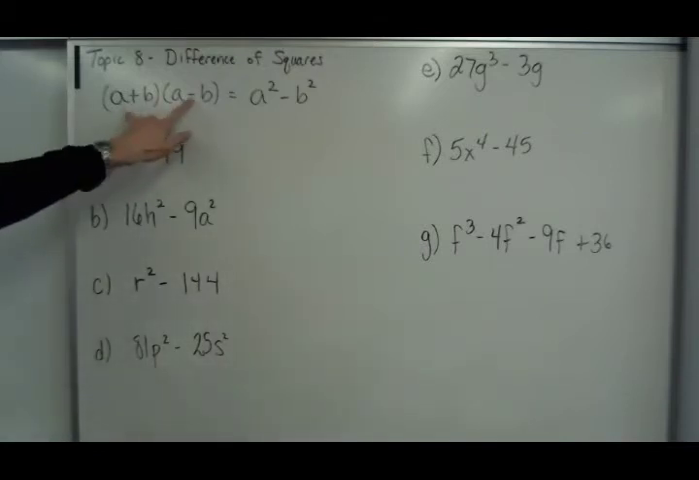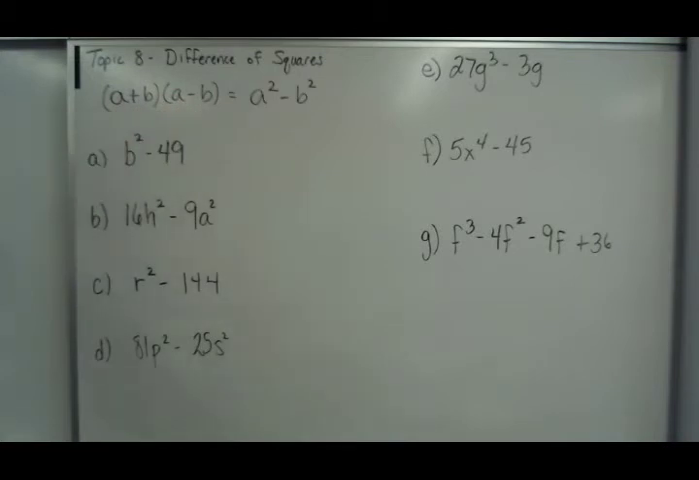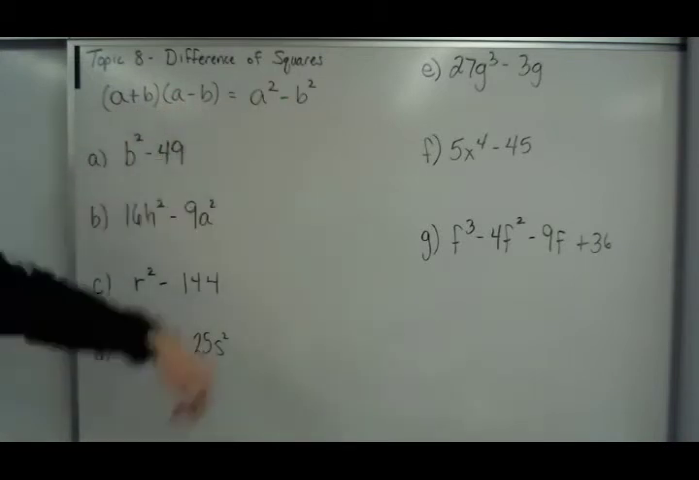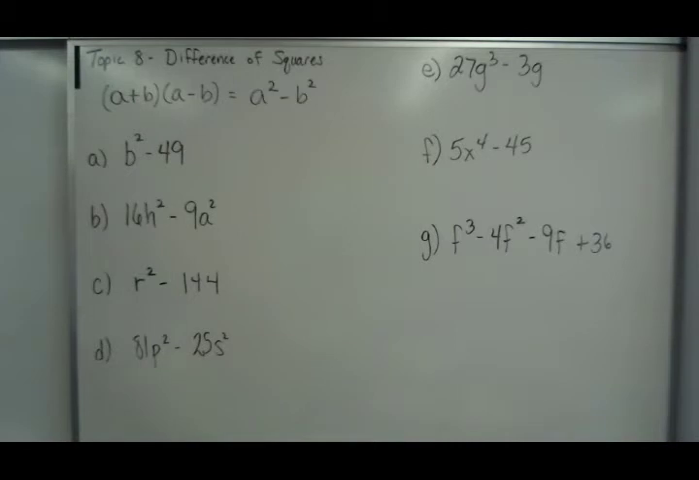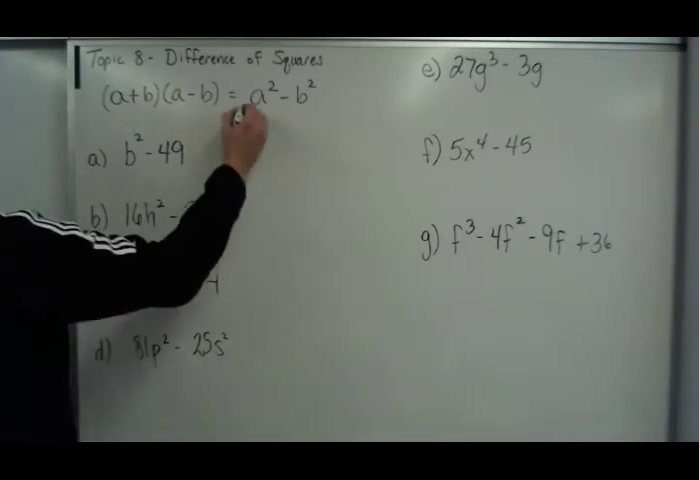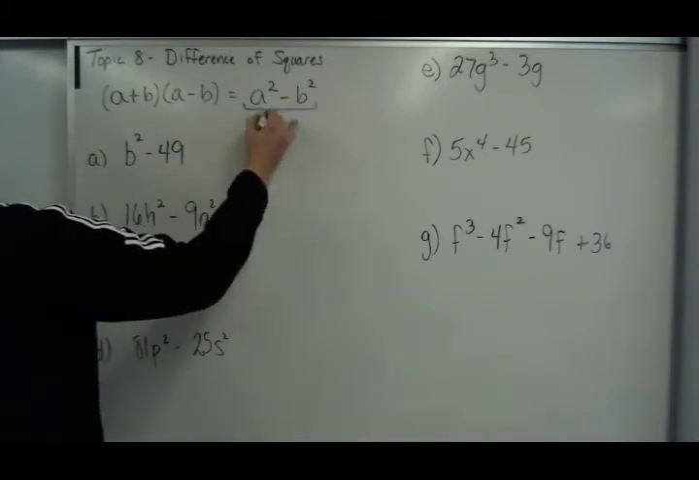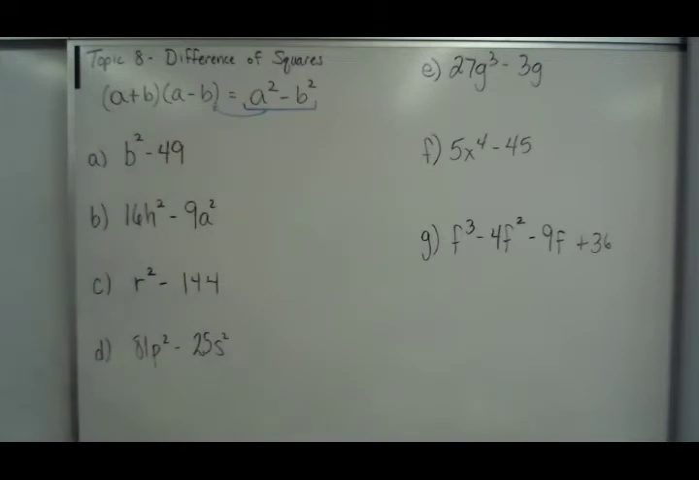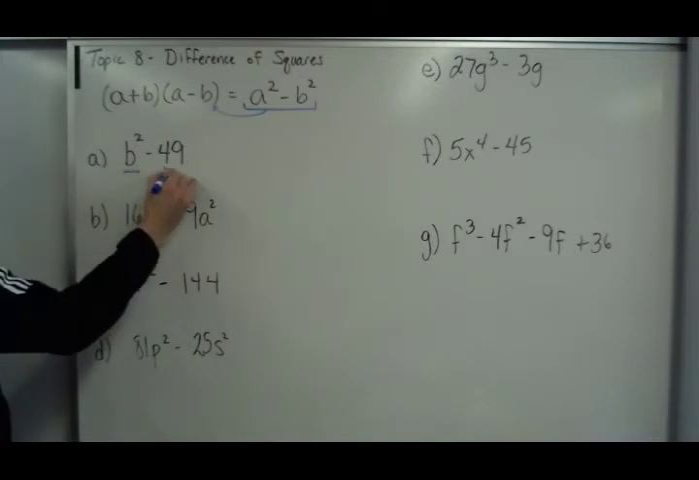So if I have two things with opposite signs, a plus and a minus, your a's are the same, your b's are the same. We multiplied them together, we ended up with a squared minus b squared. Today we're going to focus on going the opposite direction. So we're going to be given a problem that looks like this, and we're going to break it down into that form. Okay. So looking at this first example, you've got b squared and 49.